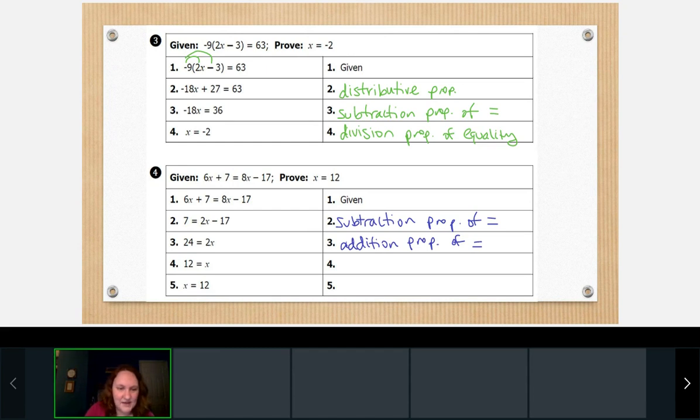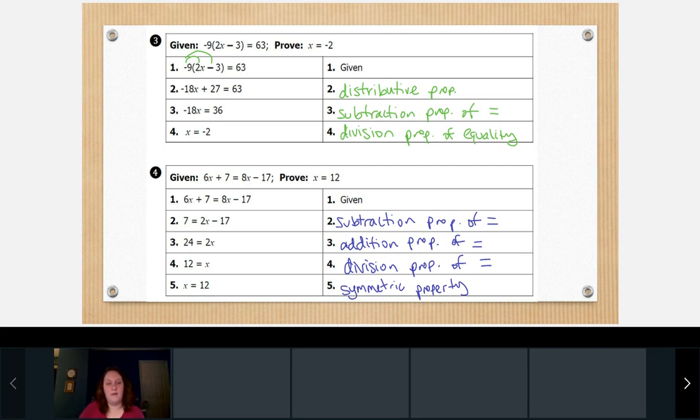Okay, and then I want to get rid of a 2, so I'm going to divide both sides by 2. Now, there's no property that says just flip it. However, that's what happened here between 4 and 5. We flipped it. There is a property that says you're allowed to flip it, and that property is the symmetric property. Very good. The symmetric property allows me to flip whatever's on the left and the right. Beautiful. And once you have whatever you're trying to prove, then you know you can stop.